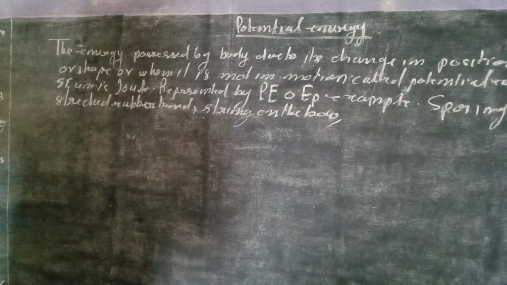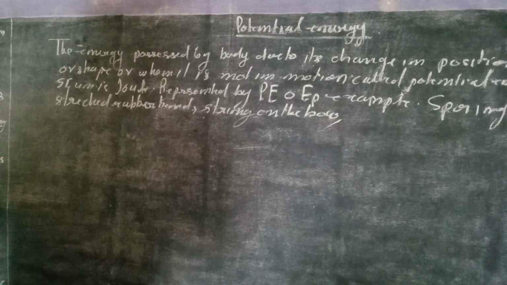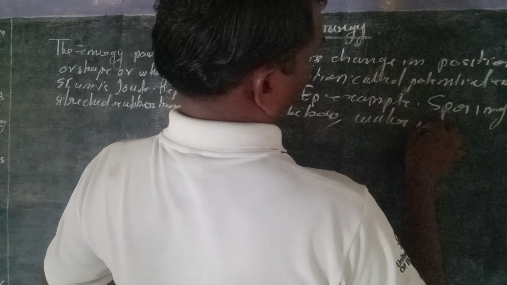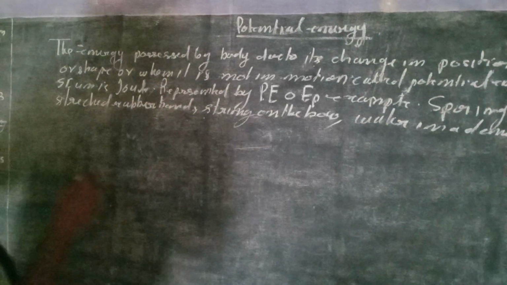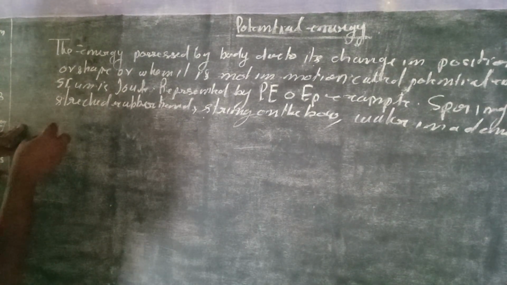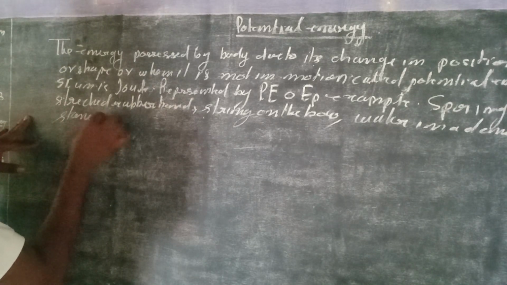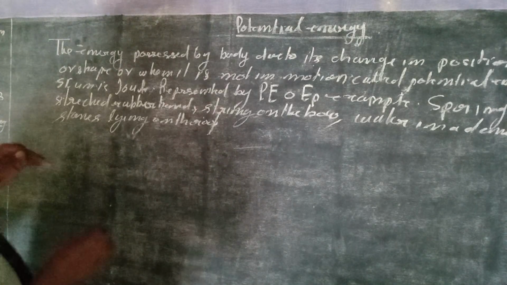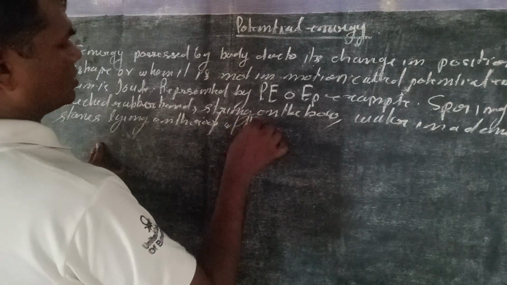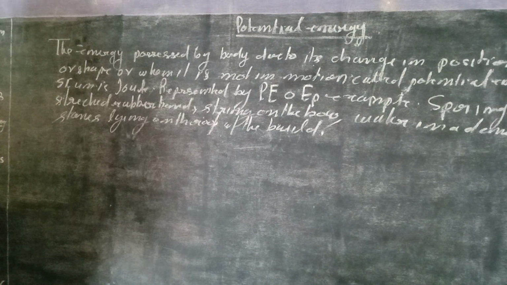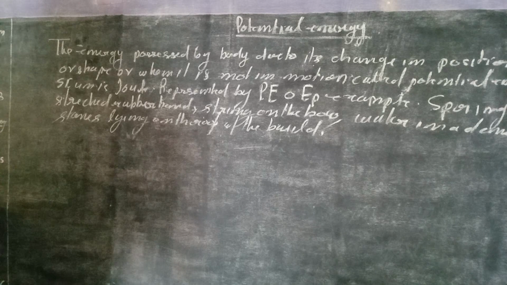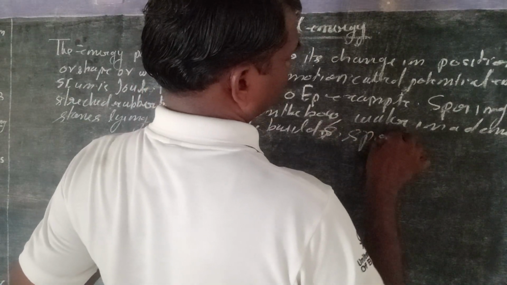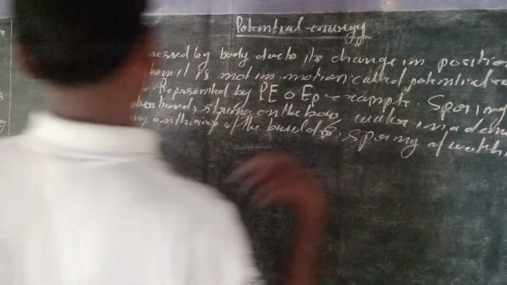Some other examples of potential energy: stones, water in dams, the collection of water in dams. Stones lying on the roofs of buildings. These are some examples. The spring of a watch is also an example of potential energy.